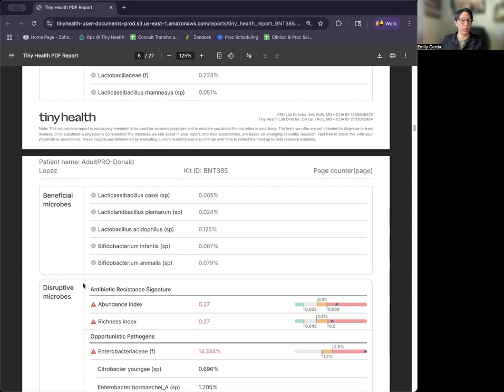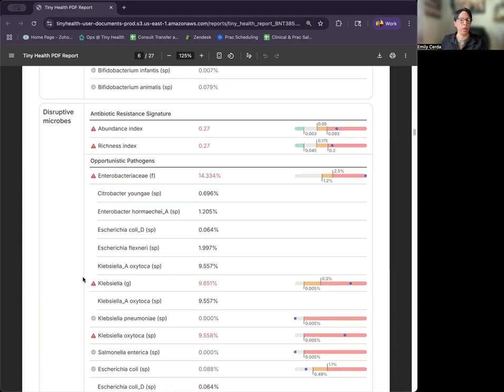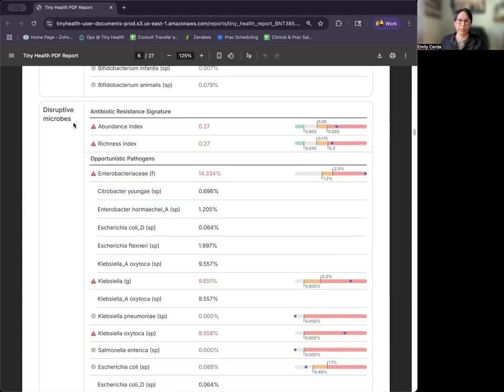Further down underneath beneficial microbes, we get into disruptive microbes or pathogens. We have an antibiotic resistance signature, which looks at richness, or the number of individuals in the gut that may be resistant to antibiotics, and abundance, the relative abundance that those individuals are taking up. So how much space are they taking up in the gut environment?